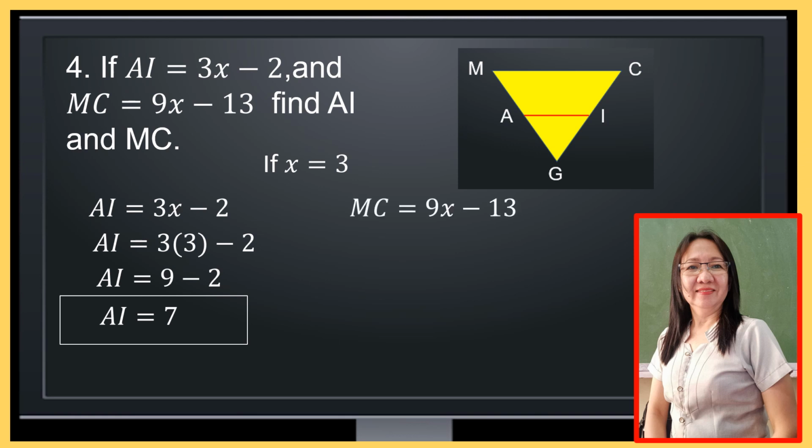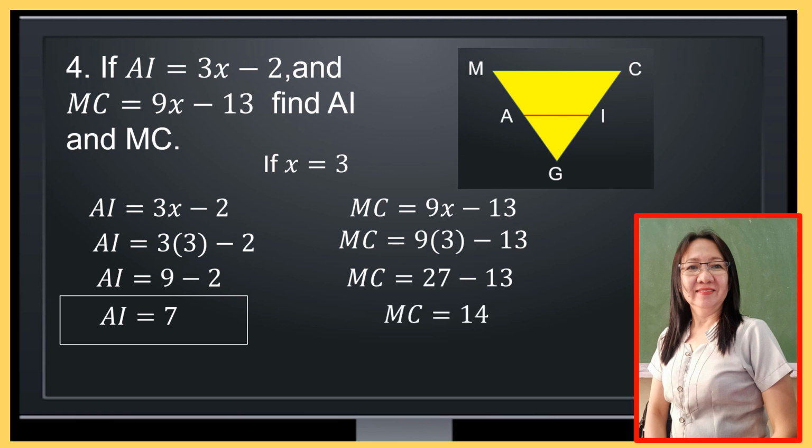Now for MC, which is represented to be 9x minus 13, let us substitute the value of x, which is 3. So 9 times 3 minus 13, where 9 times 3 is 27, less 13 is 14. So MC is equal to 14.